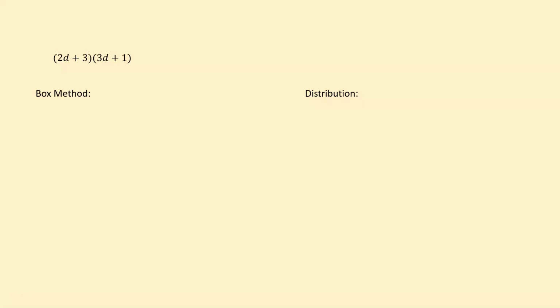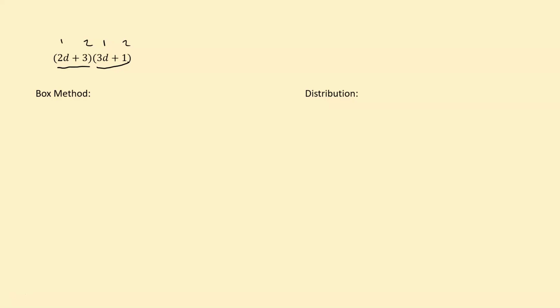So let's take a look at this first example. We are trying to multiply these two binomials. These are binomials because they have two terms: 1, 2. That's why we call it a binomial. Remember, polynomial just means multiple terms, so that encompasses binomials, which means two terms.